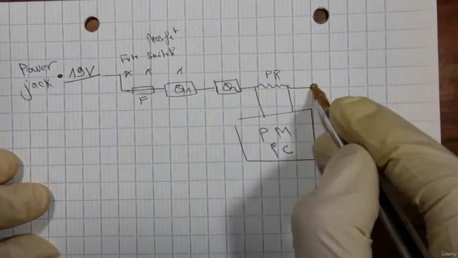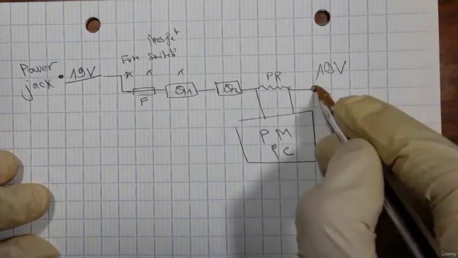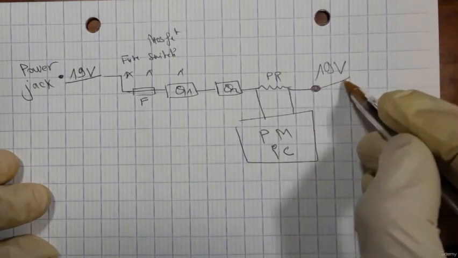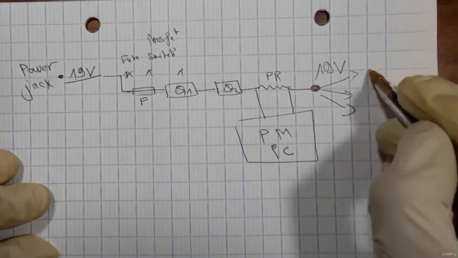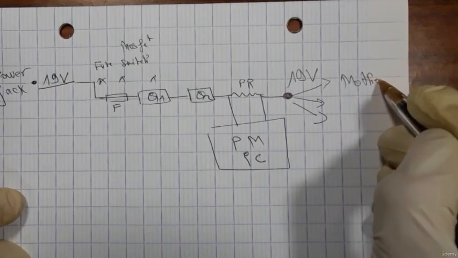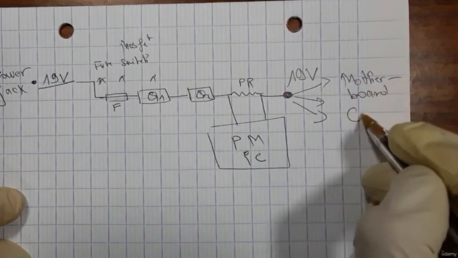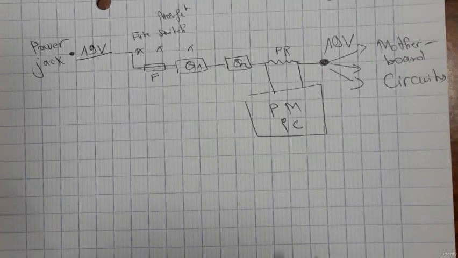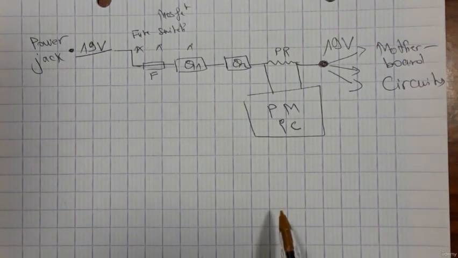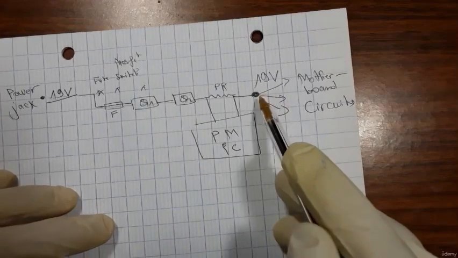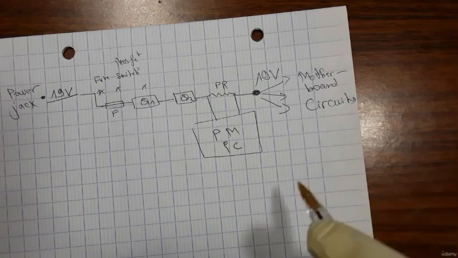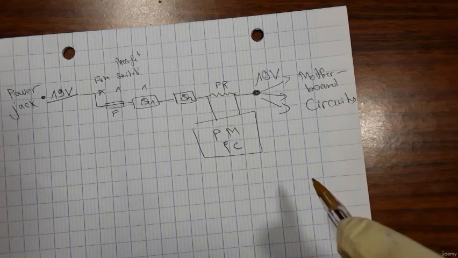So here we will get the main power 19 volt. Now this 19 volt should be distributed to the whole motherboard, to the motherboard circuits, including processor circuit or CPU circuit, RAM circuit, 3 volt and 5 volt circuit, GMCH circuit, ICH circuit, etc.